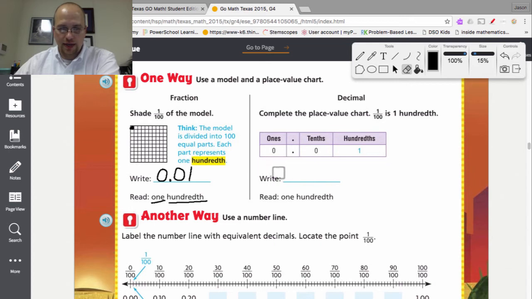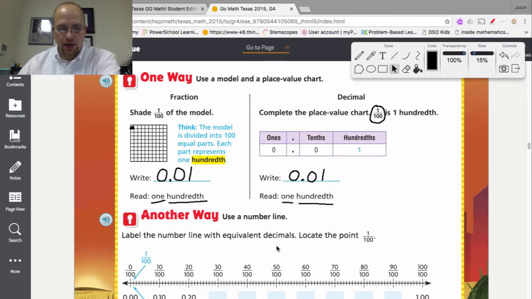Well, what about the other side? What do we put over here? Well, we have a place value chart, just like we did on our anchor chart, just like we did on the whiteboard. Either way, we have the place value chart, and 1/100th is 1 hundredth. So 0 ones and 0 tenths and 1 hundredth. We write that the same way, 0 and 0 tenths and 1 hundredth. And again, we read it 1 hundredth. Easy enough, right?